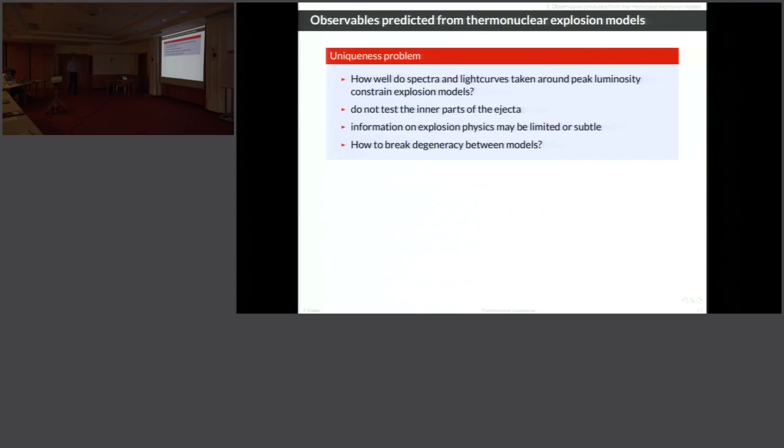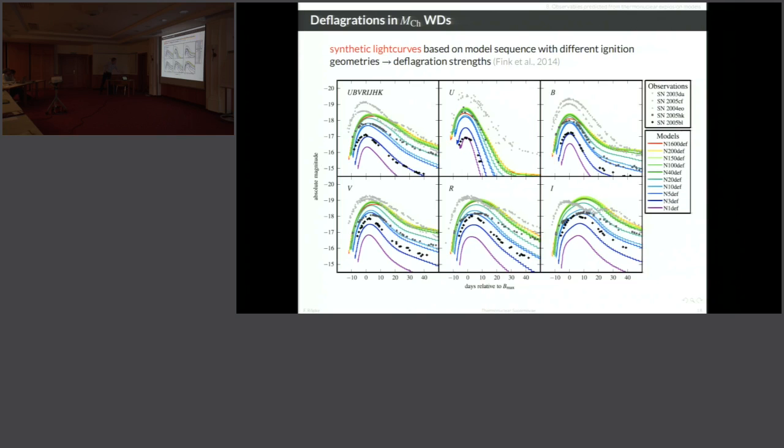So in the end, one has to think of ways of breaking the degeneracy between models with respect to the predictions of observables. Okay, with this warning, we will just start reviewing different explosion processes and their predictions for observables. Let's start out with deflagrations in Chandrasekhar-mass white dwarfs. Synthetic light curves have been computed for various models.